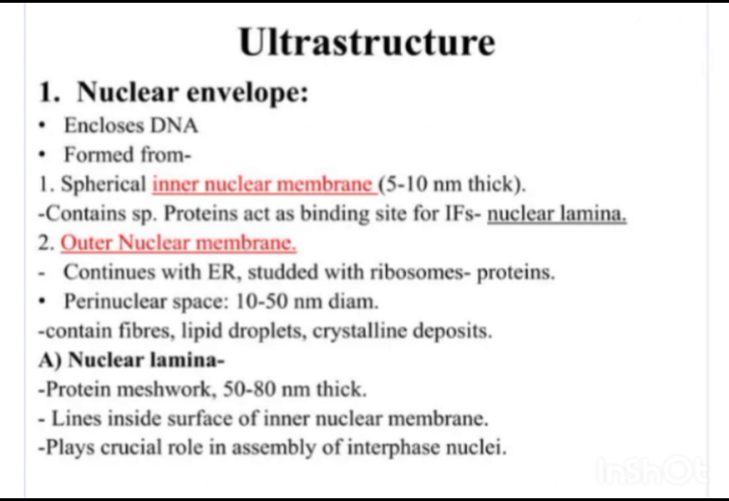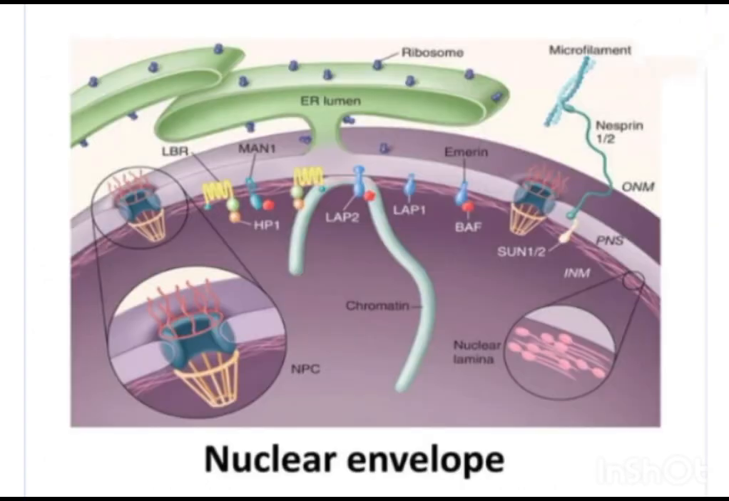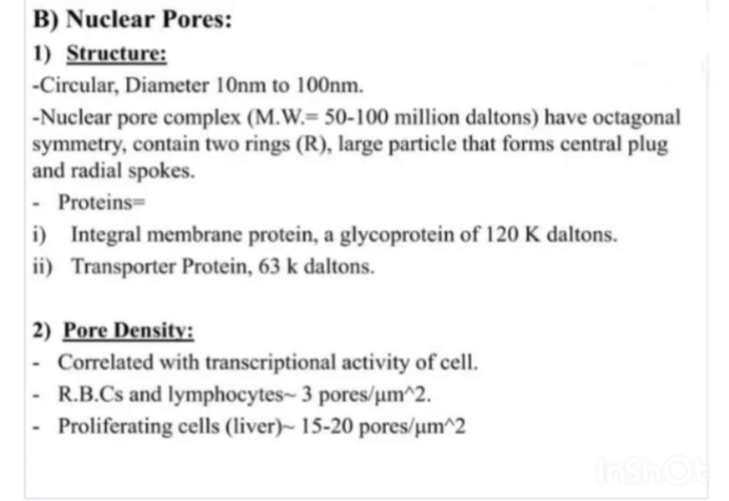Nuclear lamina: protein meshwork, 50 to 80 nanometer thick, lines the inside surface of the nuclear inner membrane, plays a crucial role in assembly of interphase nuclei. Here we see the nuclear envelope in a diagram. Nuclear pores. Structure: circular in shape, diameter 10 nanometer to 100 nanometer. Nuclear pore complex has octagonal symmetry, contains 2 rings, large particle that forms central plug and radial spokes.